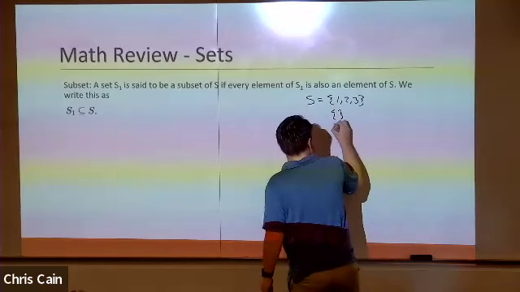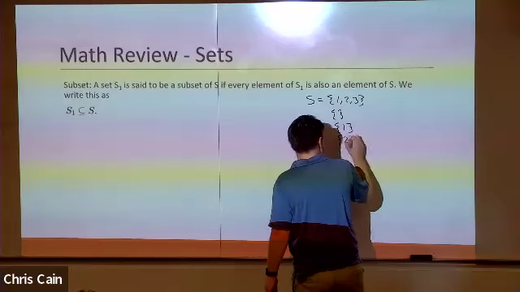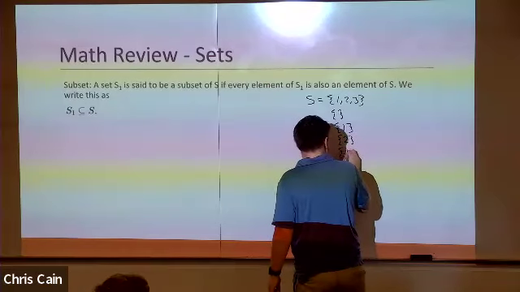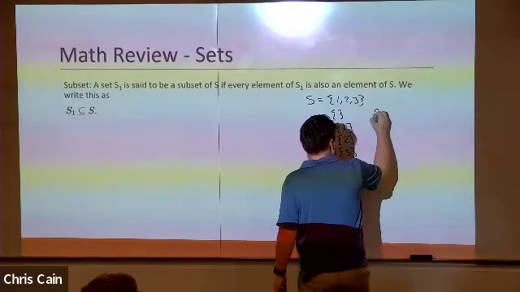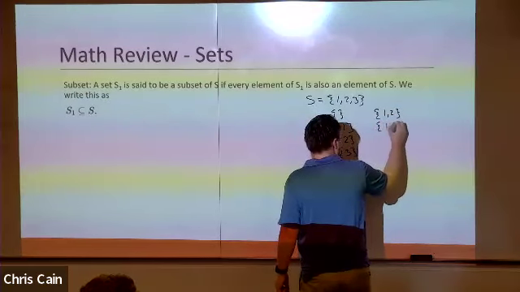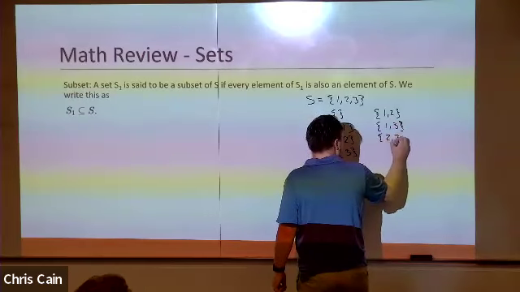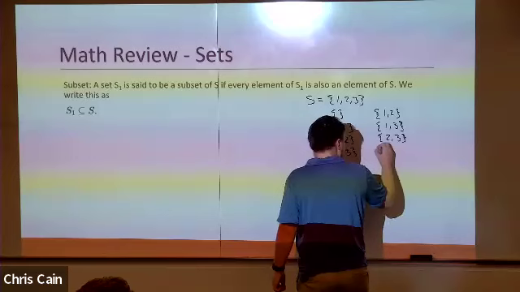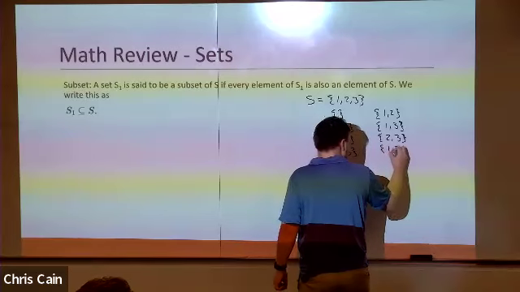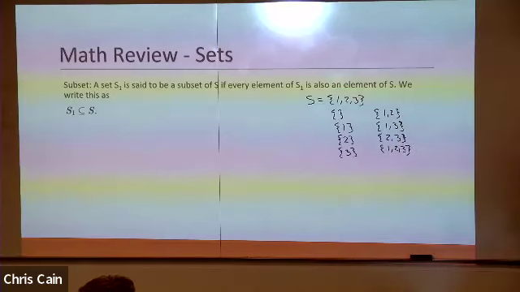It can also be the set that contains 1, the set that contains 2, the set that contains 3, the set that contains 1 and 2, the set that contains 1 and 3, the set that contains 2 and 3, and itself, the set that contains 1 and 2 and 3. There's some gross curly braces. Those will get better as the quarter progresses.